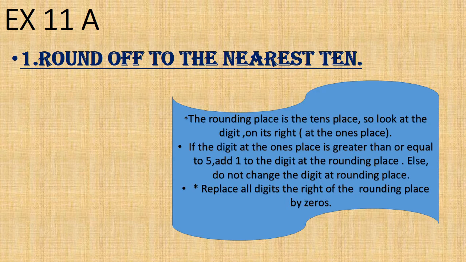Next step is, if the digit at the ones place is greater than or equal to 5, we will add 1 to the digit at the rounding place, or else do not change the digit at the rounding place. And after that, we have to replace all digits to the right of the rounding place by zeros. We have to put 0.